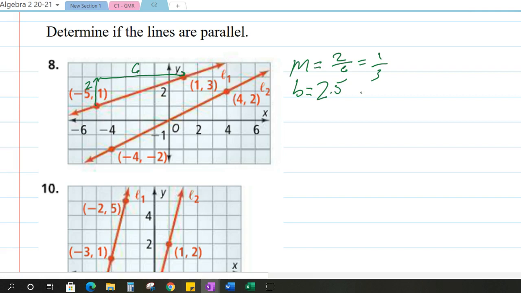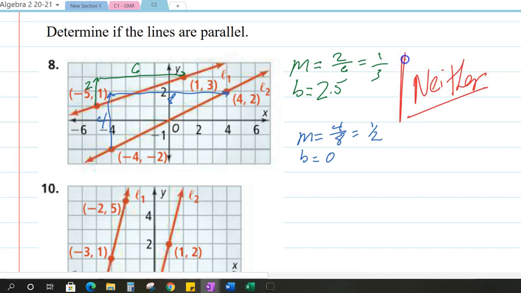Now we do the same thing for the next one. I need my slope and my y-intercept. My y-intercept is right down here at 0, so they have different y-intercepts, which is good. Now my slopes. I'm going from this point to that point. I'm going to rise 4. And I'm going to run 8, which means I have rise 4/8, which when that reduces is only 1/2. So do they have the same slopes? The answer is no. So you would say that these are neither parallel nor perpendicular.